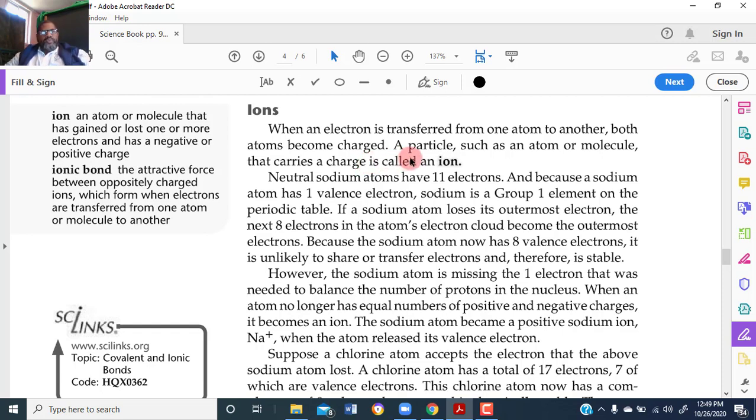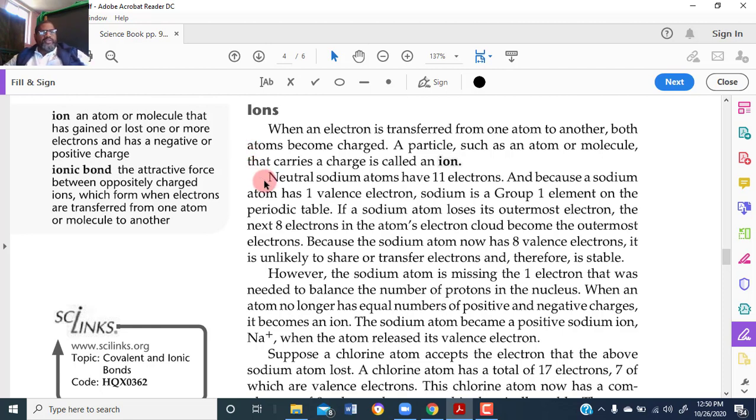When an electron is transferred from one atom to another, both atoms become charged. That means they have either a positive or a negative charge, depending on the number of protons in the nucleus. If the electrons are more than the protons, there's going to be a negative charge on the atom. If the protons are more than the electrons, it's going to be a positive charge. And this is going to determine the attraction between electrons. A particle, such as an atom or molecule, that carries a charge is called an ion.